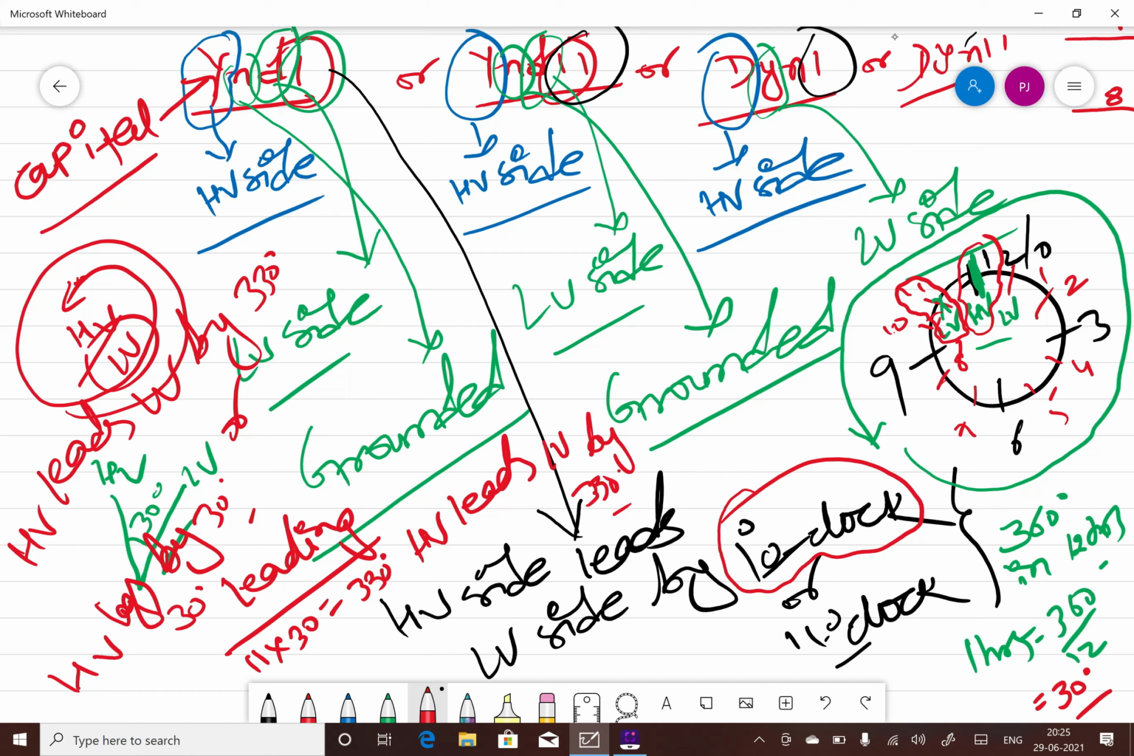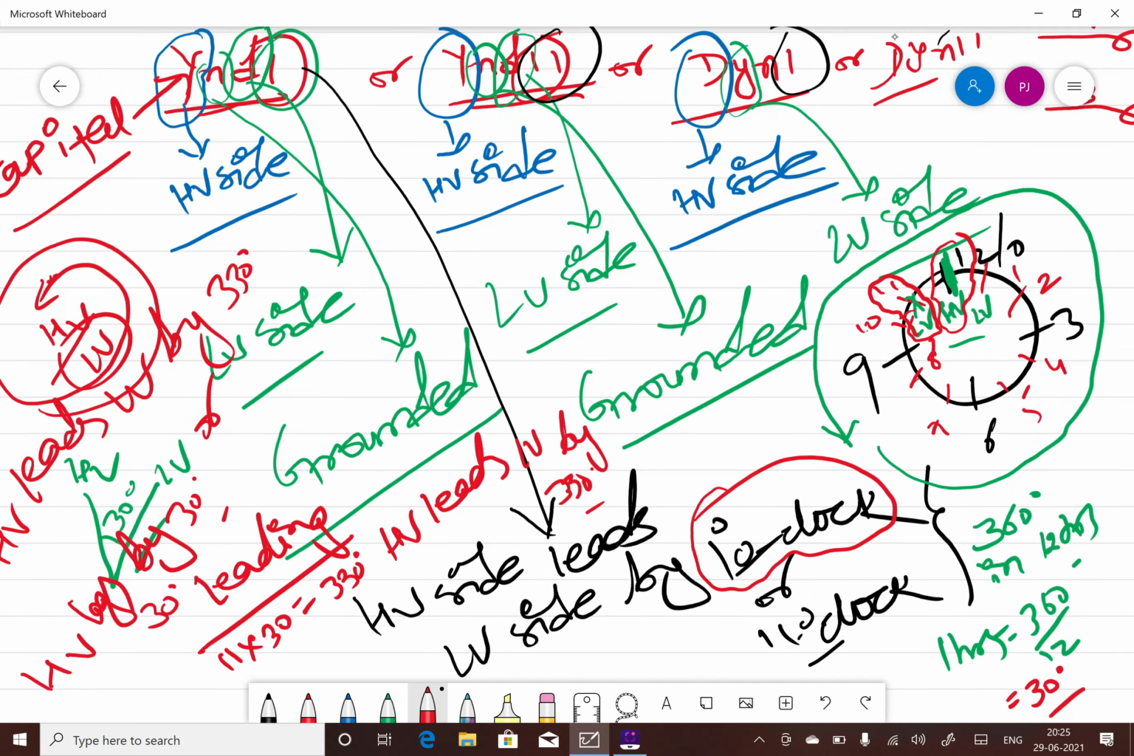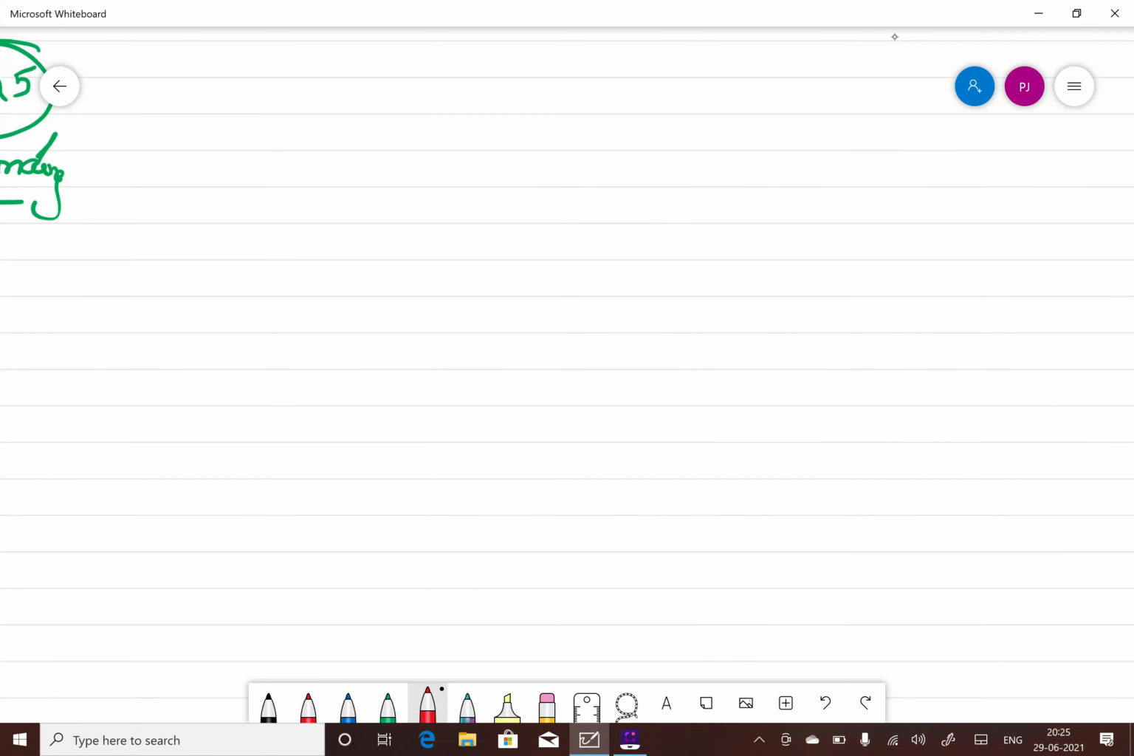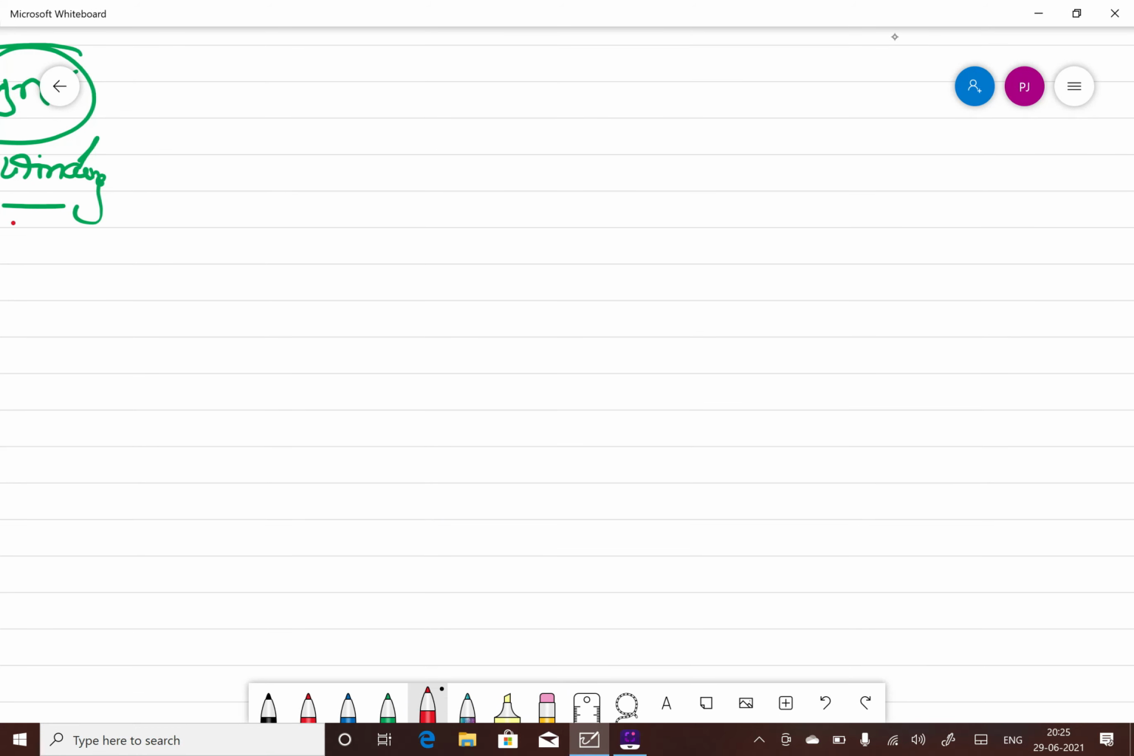So we will now start how to draw this YND1 connection or YND11 connection. The drawing of YND1 and YND11 is very simple. We will again use this clock, and this clock designation is very easy to draw. Suppose you have been given YND11 and you want to draw this YND11 connection. So first of all, what is the given data for you?